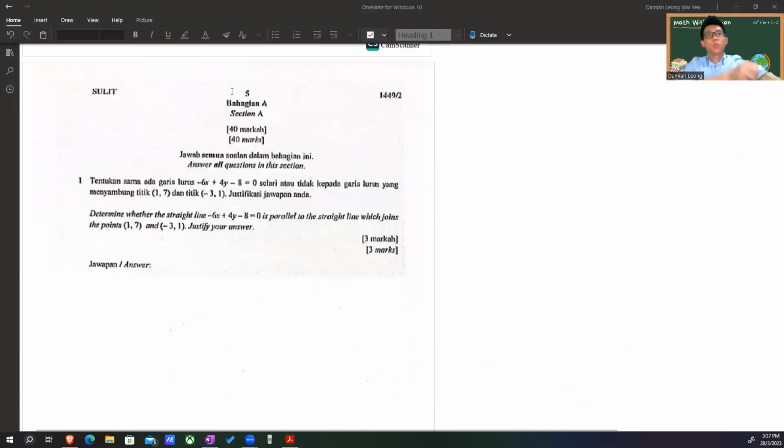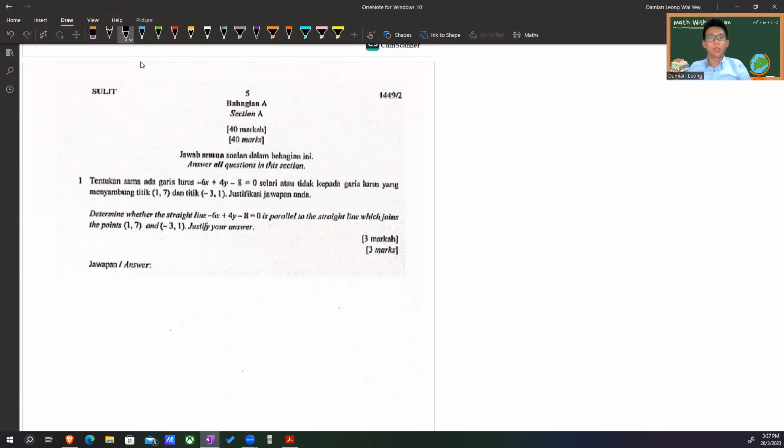If you look at question 1, from section A, I want to determine whether the straight line negative 6x plus 4y minus 8 equals 0 is parallel to the straight line which joins the points (1, 7) and (negative 3, 1). The keyword here is parallel. Parallel means it has the exact same gradient. So I want to see whether this line has the same gradient as the line joining these 2 points. Let's find the gradient for these 2 points.